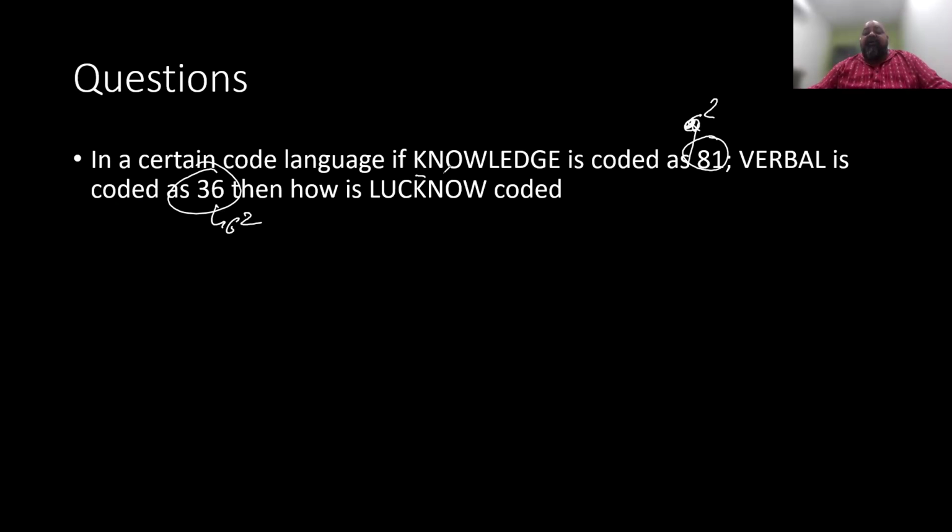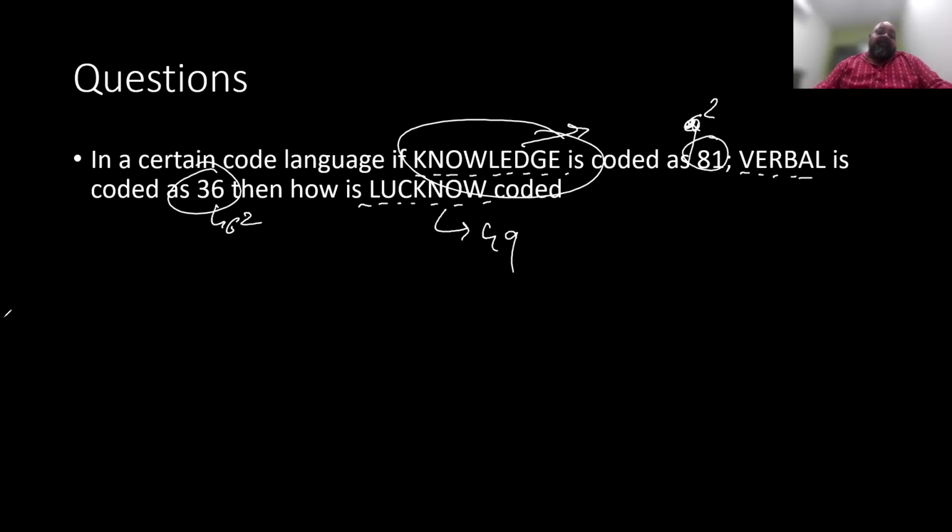If I look at knowledge, 1, 2, 3, 4, 5, 6, 7, 8, 9 alphabets becomes 81. 1, 2, 3, 4, 5, 6 alphabets becomes 36. So 1, 2, 3, 4, 5, 6, 7. 7 alphabets will become 7 square, 49.